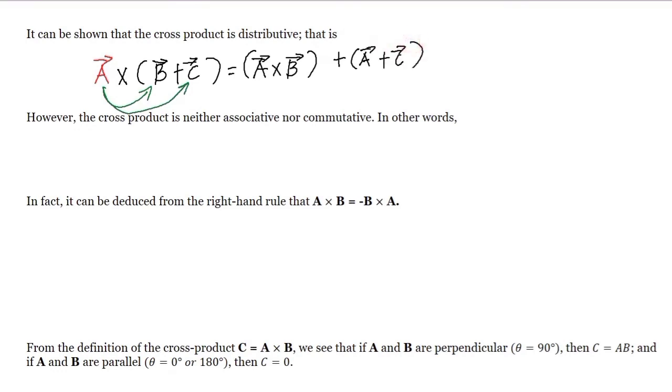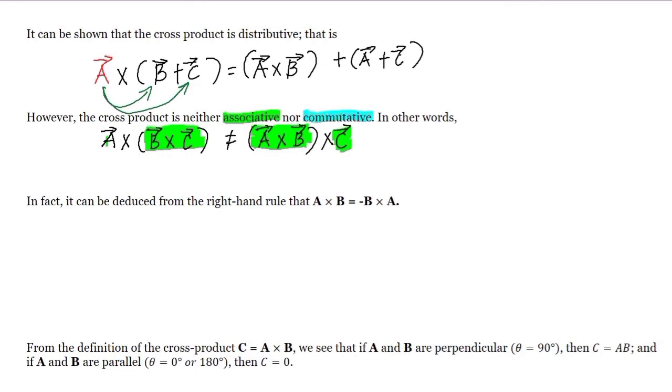However, the cross product is neither associative. When we say associative, pag nauna natin kinuha yung cross product ng B and C, tapos yung answer nun ay kukunan natin ng cross product with A, hindi yan equal pag inuna natin yung cross product ng A and B, tapos yung sagot nun ay kukunan natin ng cross product with the vector C. And sabi niya dito, it is not commutative. When we say commutative, if we have the cross product of vector A to vector B, it is not equal to the cross product of vector B to the vector A.